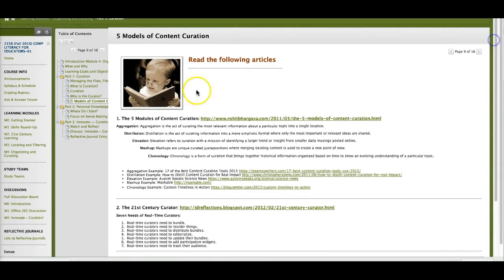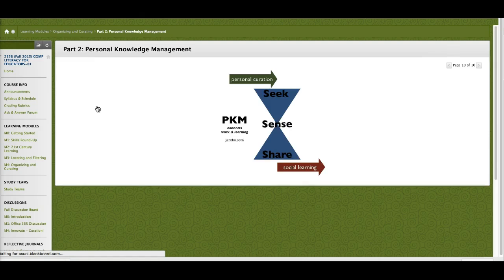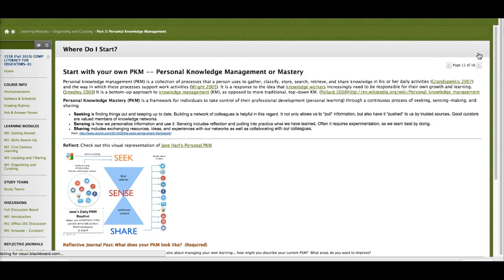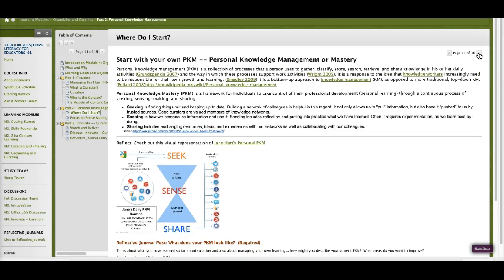The second section is on PKM, or personal knowledge management. It's a way of working with and dealing with information and in the curation process, but with 3 different components. So seeking or finding: how do you find information? And we kind of did that when we looked at information filtering and finding and searching techniques. And then once we find stuff, how do we make sense of that? How do we synthesize that? And then how do we share that back out? So that's in section 2.